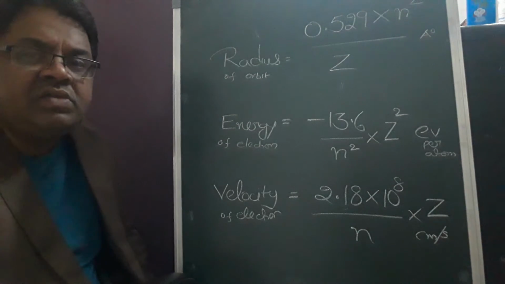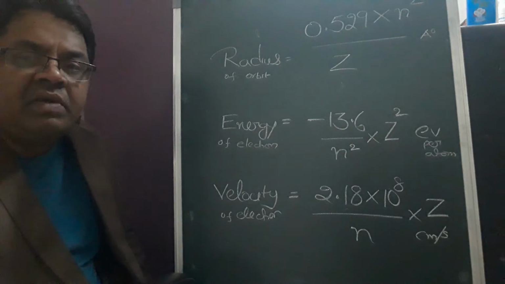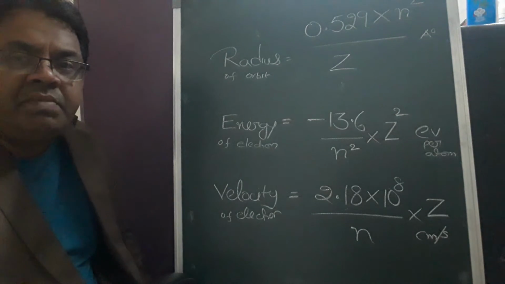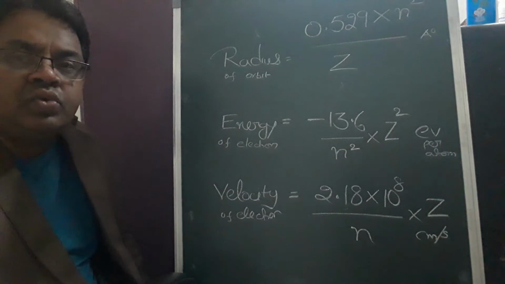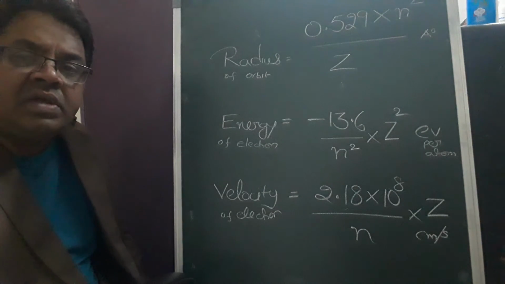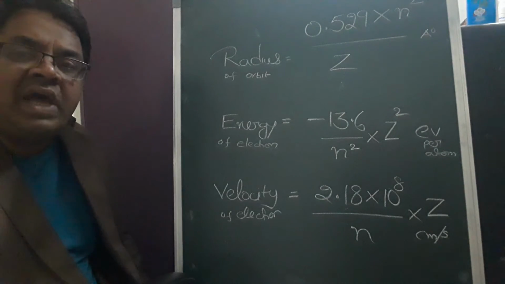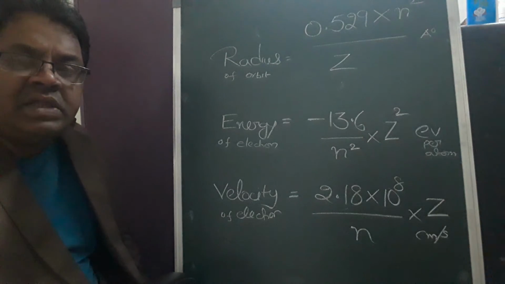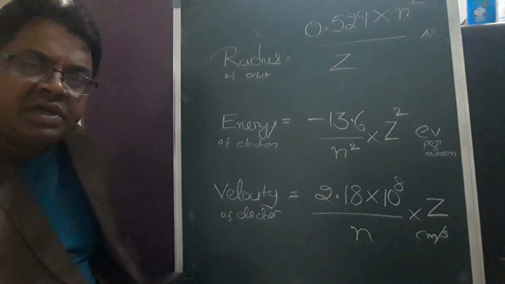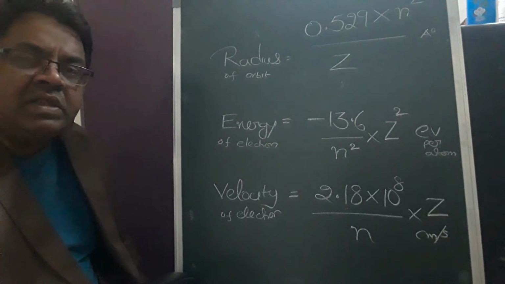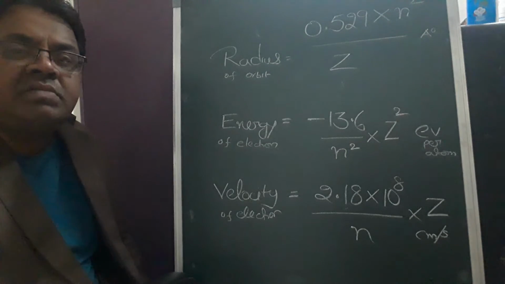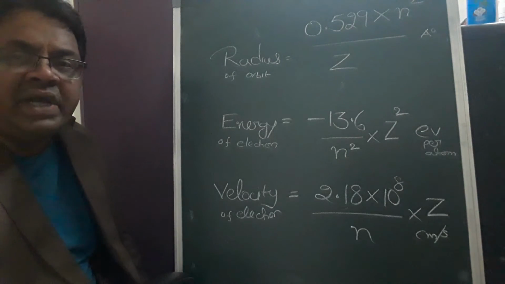Now first we come to the postulates. In the postulates we will read that the electron revolves around the nucleus in circular paths called orbits, and they are numbered as K, L, M, N or 1, 2, 3, 4. The second postulate says that when an electron is revolving in a circular path, it neither emits nor absorbs energy, so they are called stationary shells or stationary orbits. Then the third point is that the revolving electron's angular momentum is always equal to mvr = nh/2π.